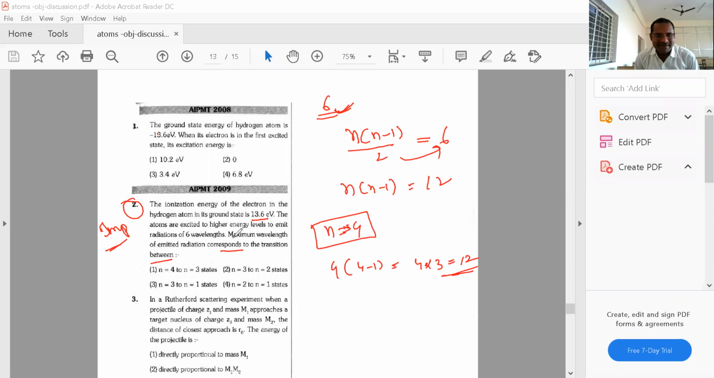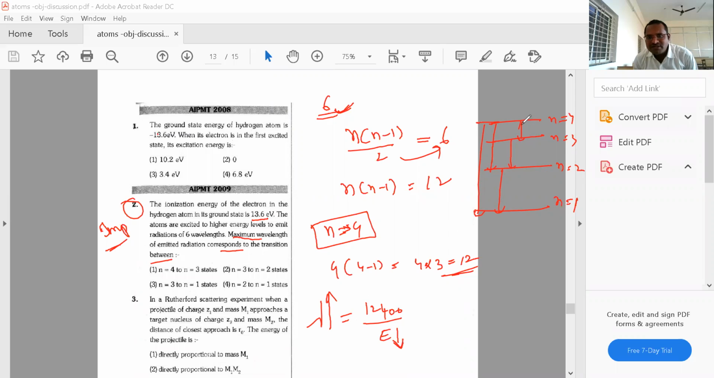Now what are they saying? The maximum wavelength. See, there are 4 energy levels: n is equal to 4, n is equal to 3, n is equal to 2, n is equal to 1. So 6 different transitions. Here one will come, from here one will come, like this. We know wavelength should be maximum, so lambda maximum, lambda is equal to hc by energy, we can say 12,400 upon energy. For lambda to be maximum, the energy level difference should be minimum. See this diagram, the energy difference is minimum for this transition.